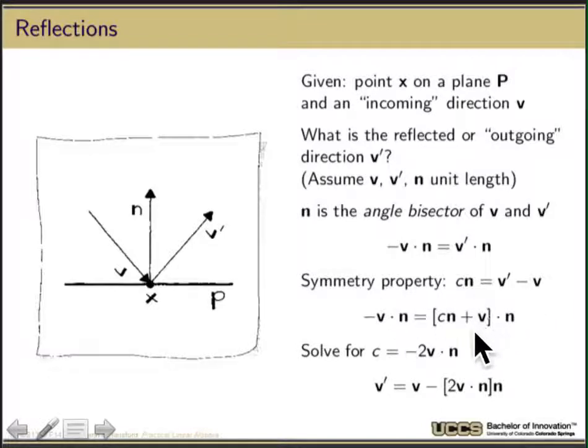We can put this all together and solve for C, and we get C equals minus 2V dot n, and therefore V prime is equal to V minus 2V dot n times n. Right? So 2V dot n gives us a scalar, which we can multiply by n. Now we subtract 2 vectors, and that gives us this reflection off the surface.